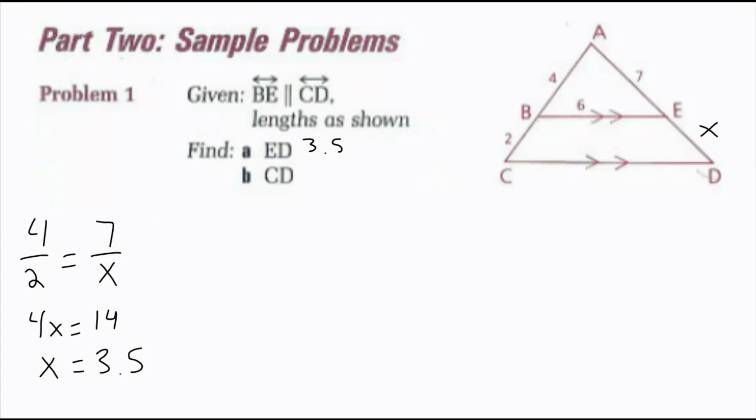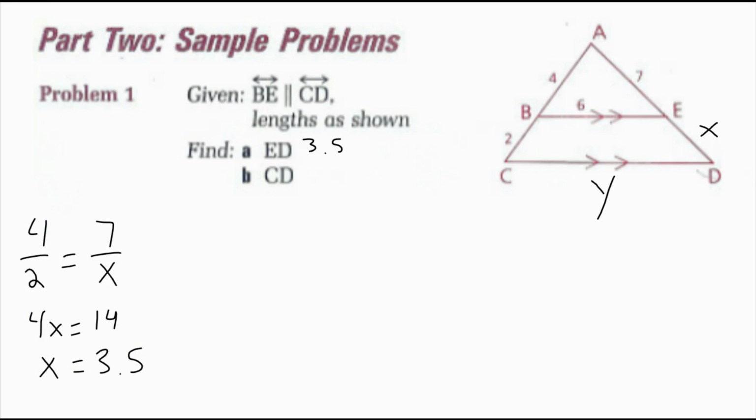Now let's find the length of CD. So CD is my bottom segment down here. Let's call that Y. I can't use side splitter theorem here, but if my lines are parallel, that would give me similar triangles. So triangle ABE is similar to triangle ACD. So I could set up a proportion of their sides to solve for Y.